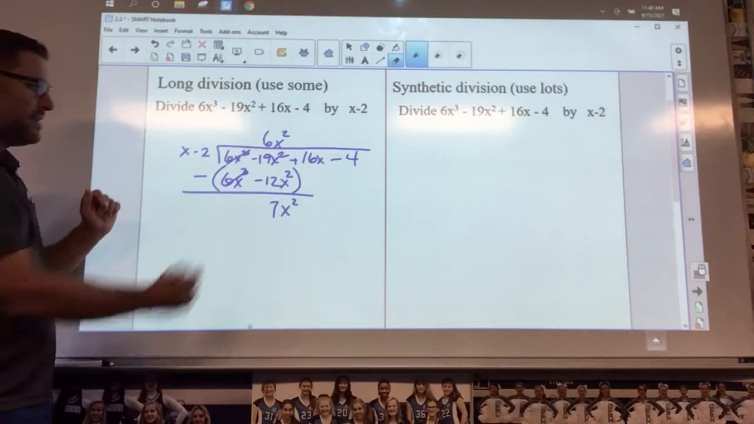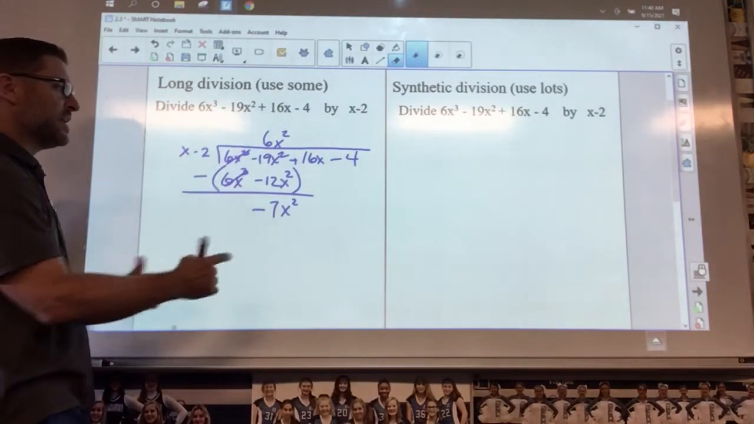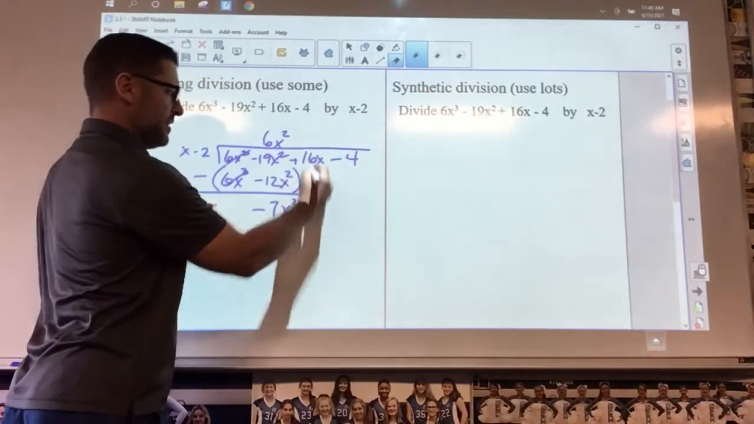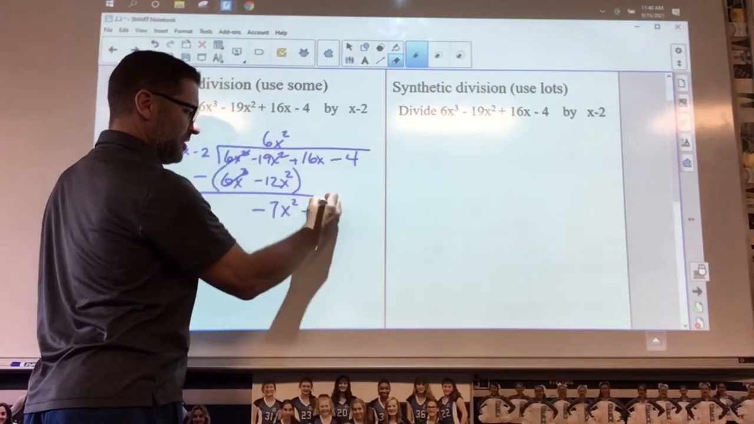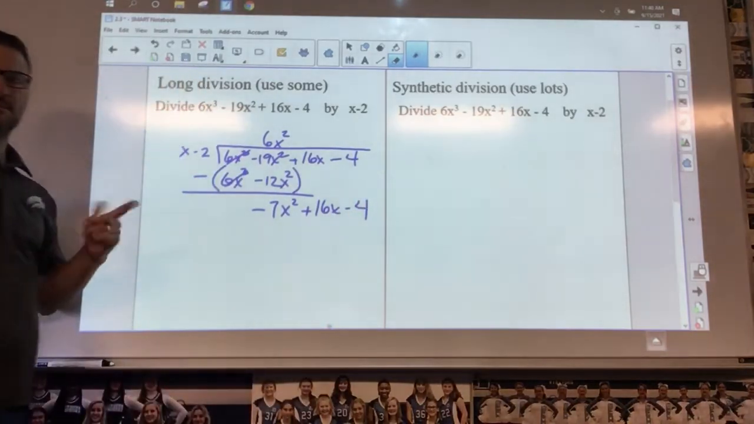Let me see here. 12, 13, 14, 15, 16, 17, 18, 19. Yeah, negative 7x squared. I got it. And then bring down everything. Just like I know you only brought down in long division. You probably brought down that term. I want you to bring down everything just because of stuff that'll happen.